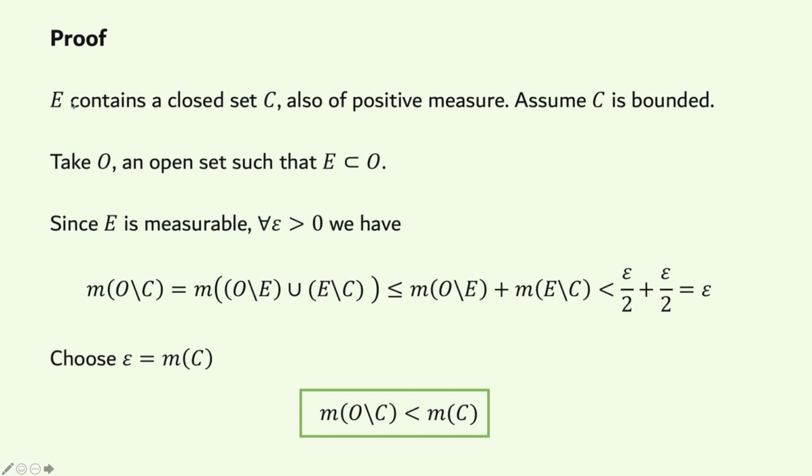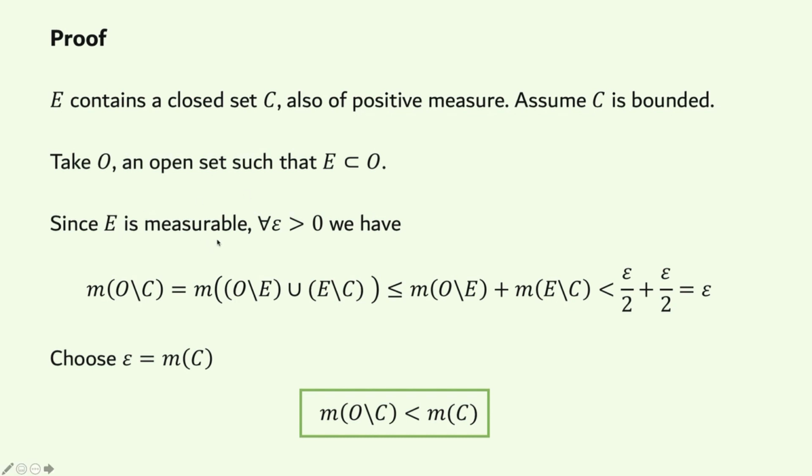So E is a measurable set, so we're going to make it contain a closed set C, also of positive measure. We know that this closed set exists. And we'll assume that C is bounded as well. And then we'll take an open set O such that E is inside of O. So we can think of E as being sandwiched between O and C, O being an open set on the outside, and C being a closed set on the inside, C being bounded as well.